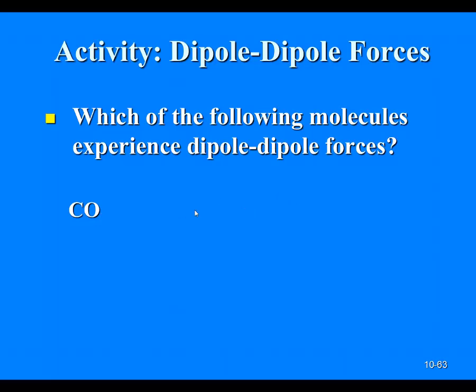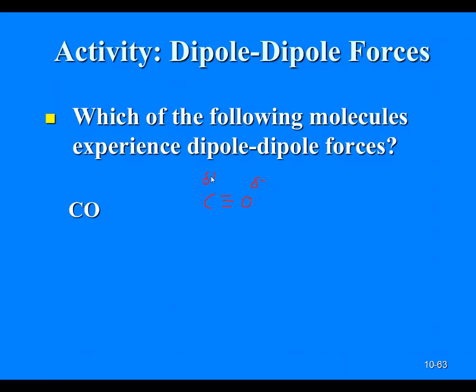Now if I look at carbon monoxide, it has a triple bond between the carbon and the oxygen, and I have lone pairs available. When I look at carbon monoxide, this is definitely polar. We end up with the oxygen being more electronegative than the carbon, so I get a negative end of the molecule and I get a positive end by the carbon.